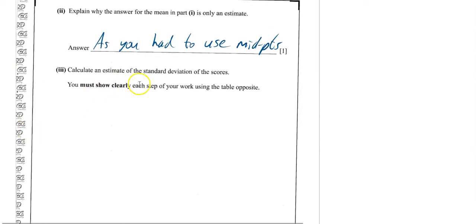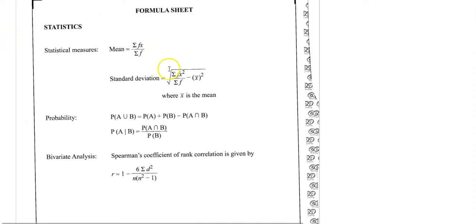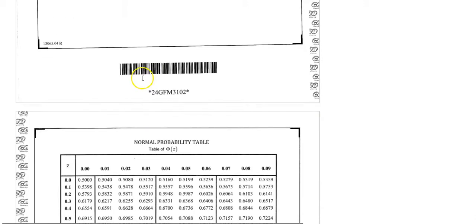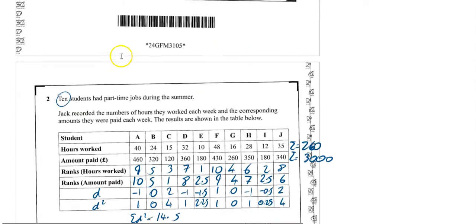Okay, next thing is calculate an estimate for the standard deviation of the scores. Clearly show all your steps. First of all, we'll write down a formula for the standard deviation. So we just flick back to the start here. You can see your formula for the standard deviation is the square root of sigma fx squared over sigma f minus your x bar squared. So we've got sigma f, we've got our x bar worked out. We need to have a sigma fx squared column, so then we can total them up.